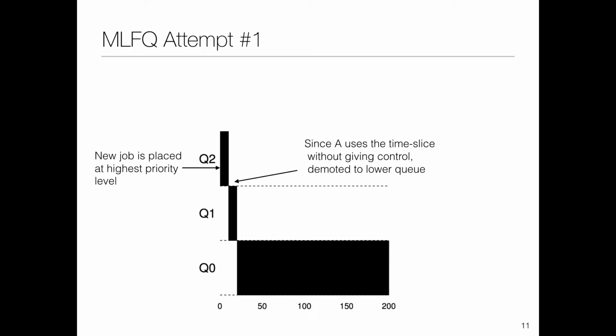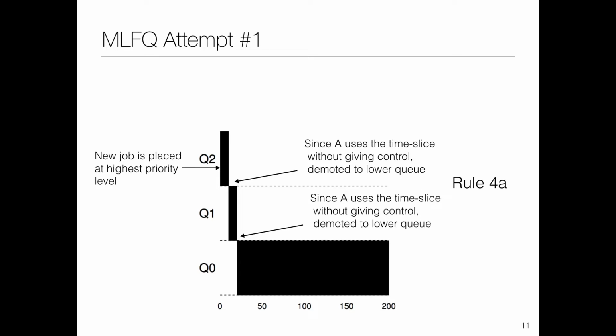Since it has used up the entire time slice of 10 units, it goes to a lower priority queue now. It executes for another 10 seconds. It again uses up the entire time quantum of 10 units, and goes to the lowest priority queue where it keeps on executing.